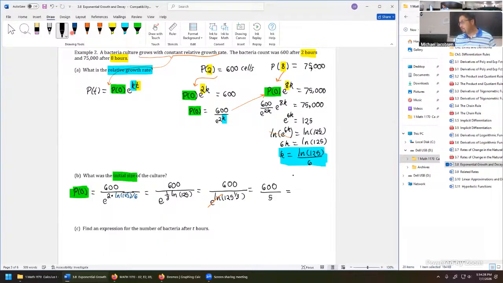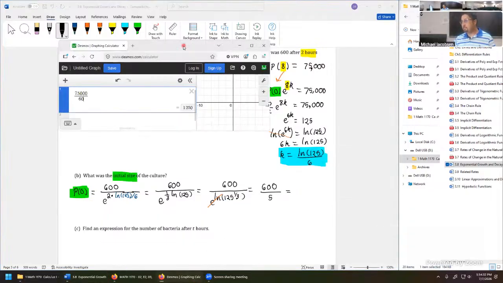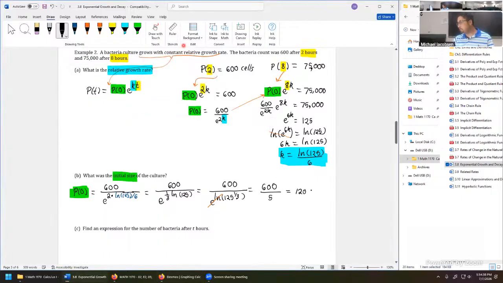And that would go in, I think this is a decent time for a calculator. 600 divided by 5 will give us an even 120 cells. So if the information is accurate, that it was really exactly 600 cells in 2 hours, 75,000 cells in 8 hours, then it had to have started at 120 cells if it's also growing exactly according to that model.